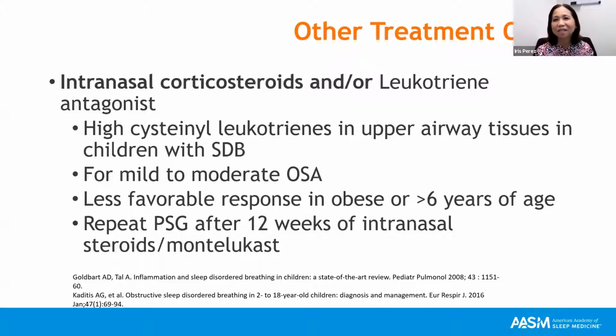So other than adenotonsillectomy, what are the other treatment options? Intranasal corticosteroids and/or leukotriene antagonists have been found to be effective for mild to moderate OSA because the upper airway tissues have high cysteinyl leukotrienes in children with sleep-related breathing disorders. However, intranasal corticosteroids and leukotriene antagonists have been found to have a less favorable response in those who are obese or those who are more than 6 years of age, and more recently also in patients with Down syndrome.